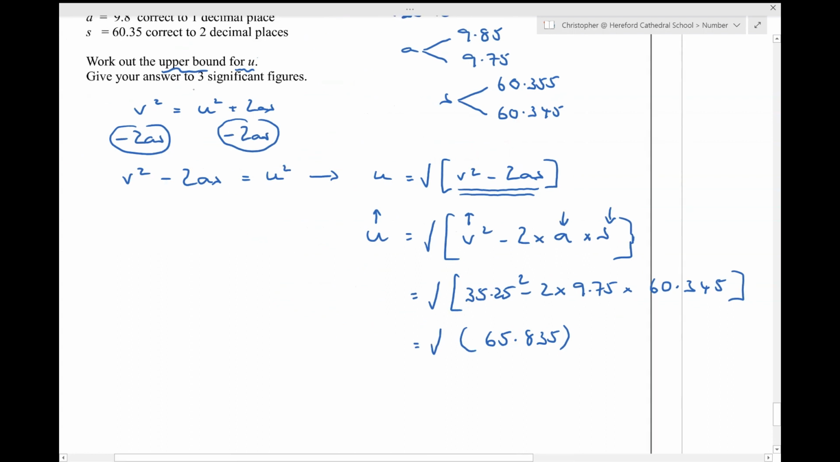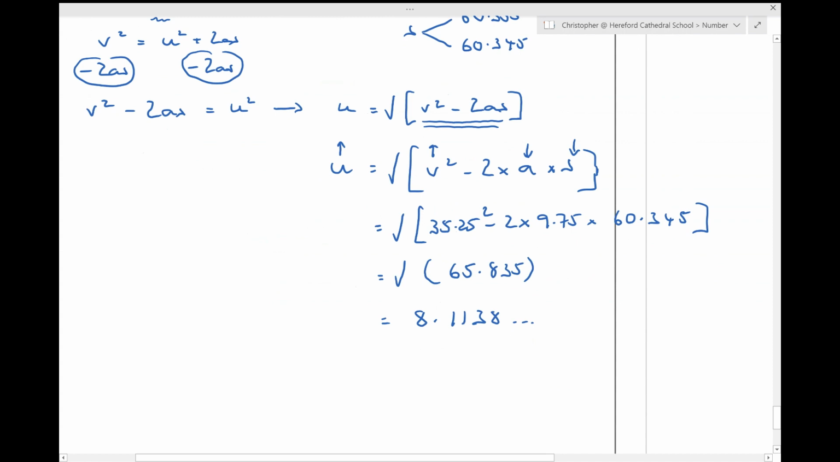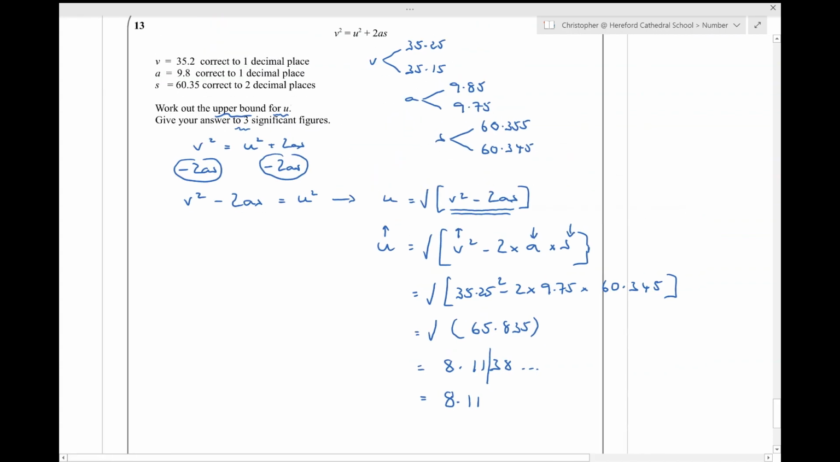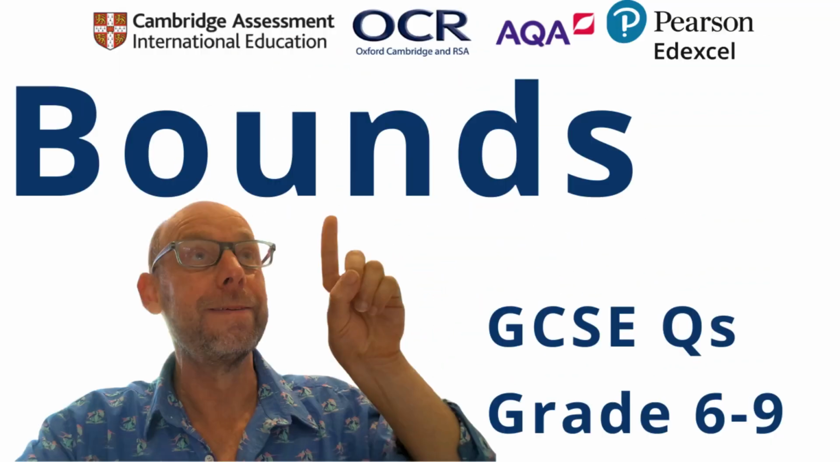And I'm asked to give the answer to 3 significant figures. So I'm going to square root 65.835, which I had on my calculator, which gives me 8.1138, and so on. And so to 3 significant figures, there we go, my answer is going to be 8.11. And that is my answer to question 13.